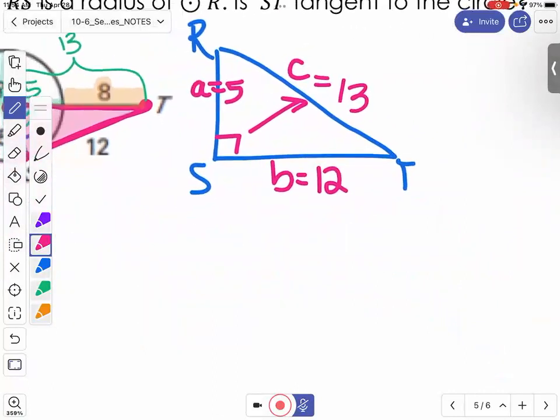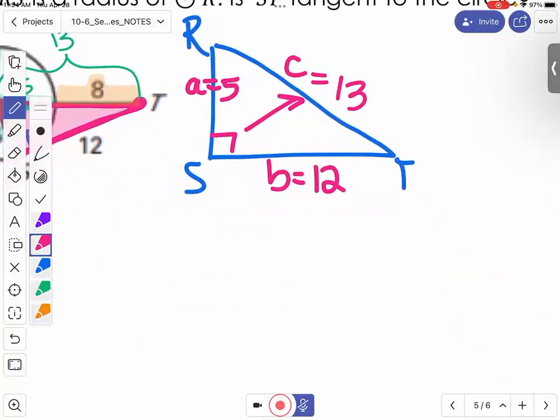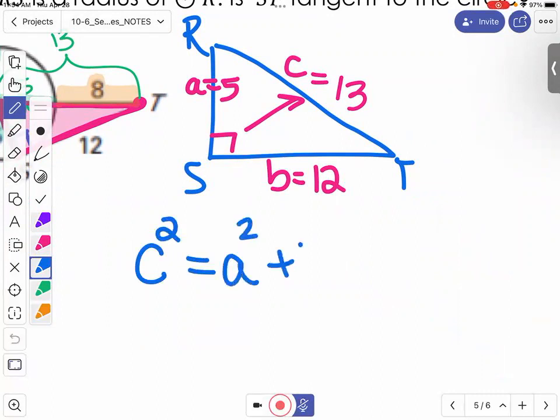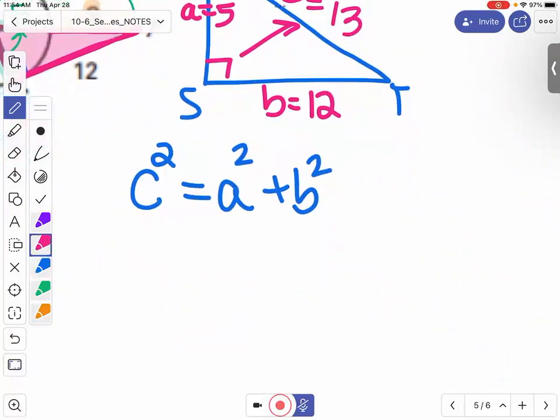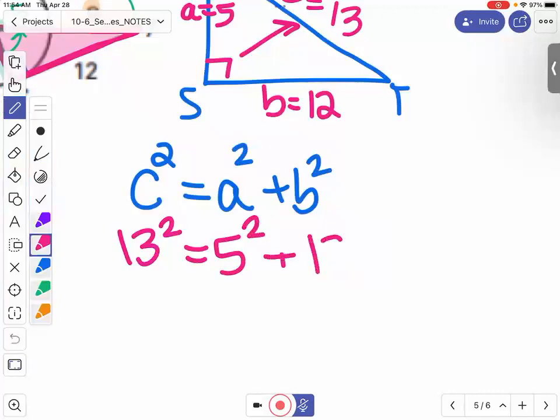So again, if this is tangent, we'll have a right triangle. And if I have a right triangle, Pythagorean theorem should work. So when I take my C and square it, it should equal the A value squared plus the B value squared. So let's plug this in. C is 13, so 13 squared. A is 5, so 5 squared. B is 12, so 12 squared.